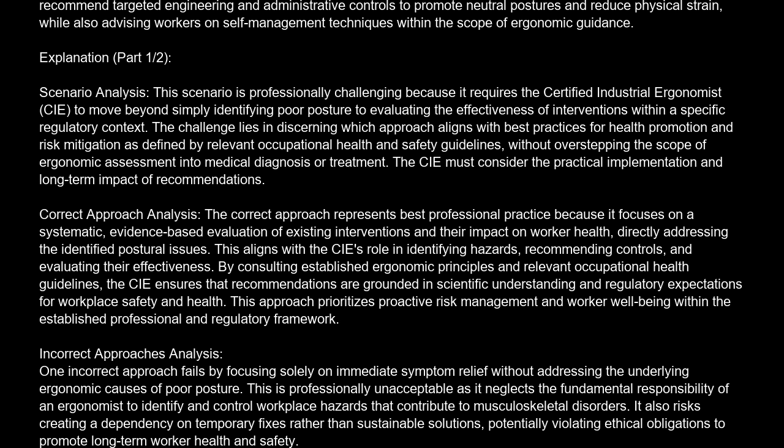Incorrect approaches analysis. One incorrect approach fails by focusing solely on immediate symptom relief without addressing the underlying ergonomic causes of poor posture. This is professionally unacceptable, as it neglects the fundamental responsibility of an ergonomist to identify and control workplace hazards that contribute to musculoskeletal disorders. It also risks creating a dependency on temporary fixes rather than sustainable solutions, potentially violating ethical obligations to promote long-term worker health and safety.